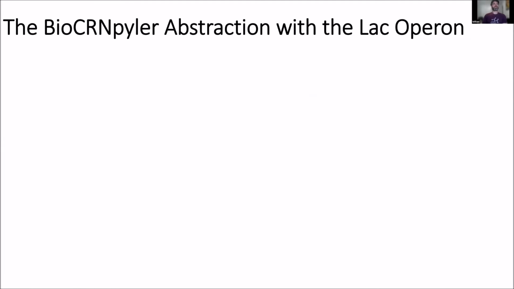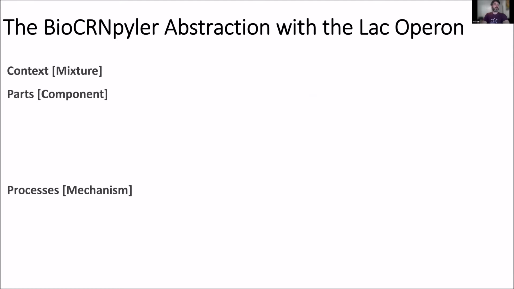So let's illustrate this abstraction with an example from biology, which is the Lac Operon. If you're not familiar with the Lac Operon, it is a genetic operon in E. coli that switches or controls when E. coli metabolizes glucose versus lactose. So we're going to have to define a context, the mixture, the parts or components, and the processes or mechanisms needed to do this model.